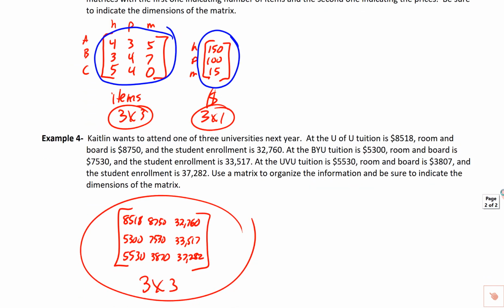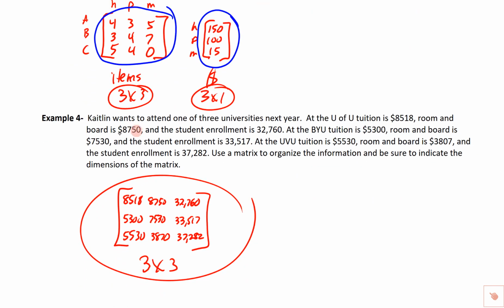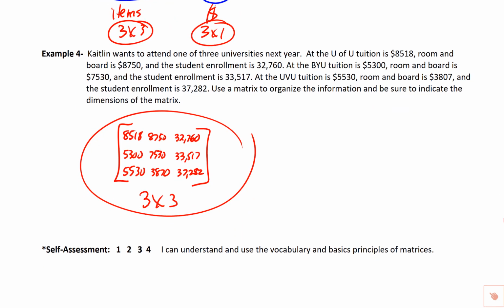All right. So that is how we translate from a story problem in context, how we can organize that information so that it's nice and organized in a matrix. And that's what it is, a rectangular arrangement of numbers. So go ahead and do the self-assessment and get started on the assignment.